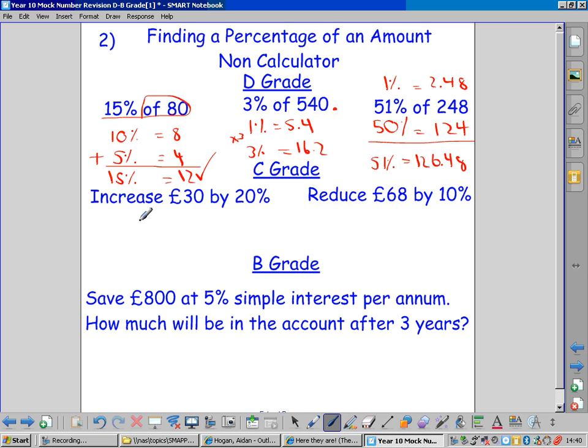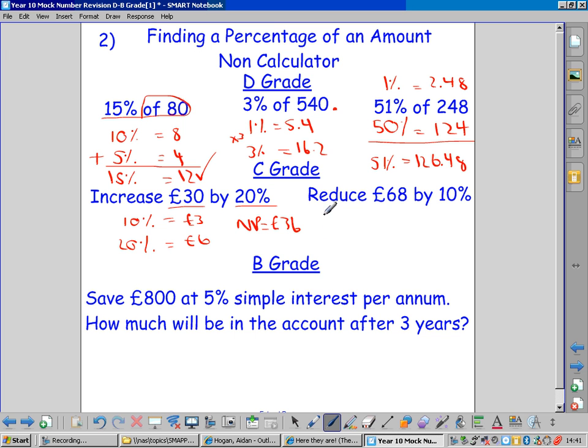What about if we have to perform an increase of 20%? Well, we find 20% and we add it on. So increasing £30 by 20%, you find 10% of £30. 10% equals £3. Double it. 20% equals £6. Don't leave it there, because if something goes up by 20% and it used to cost £30, you need to do £30 add 6. So the new price equals £36.